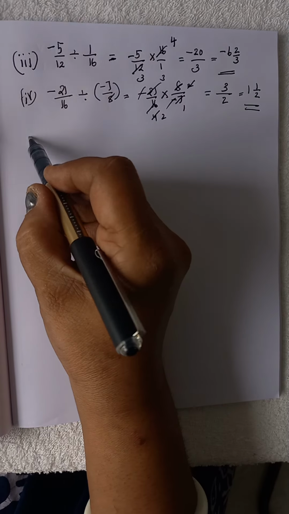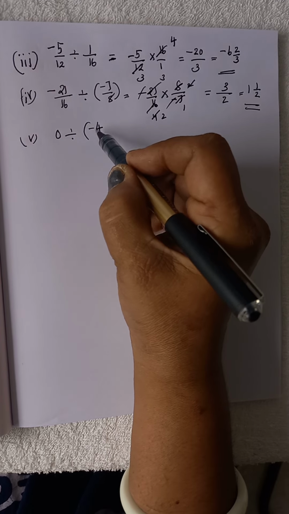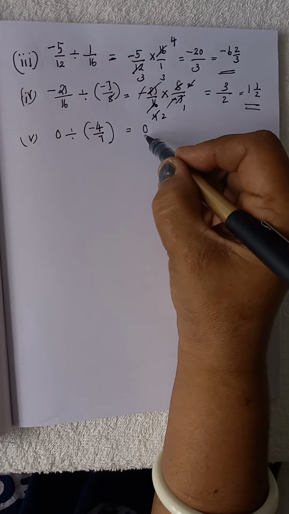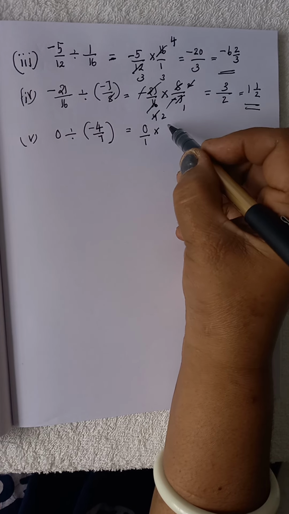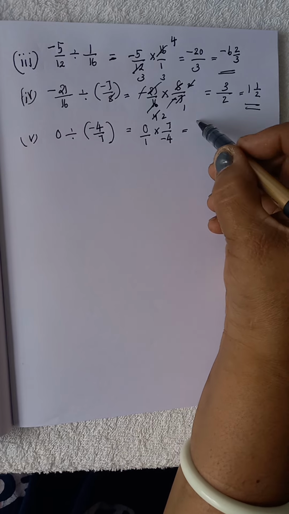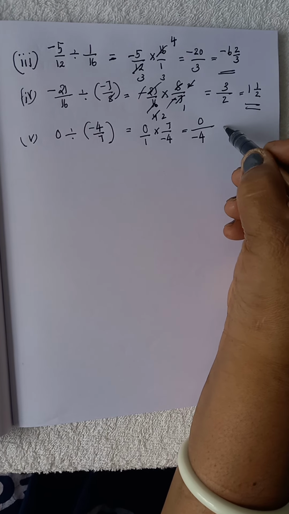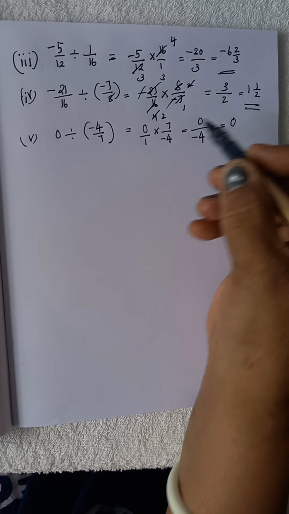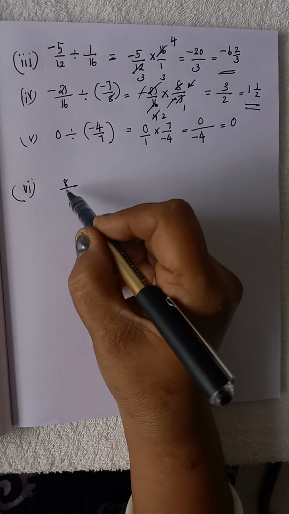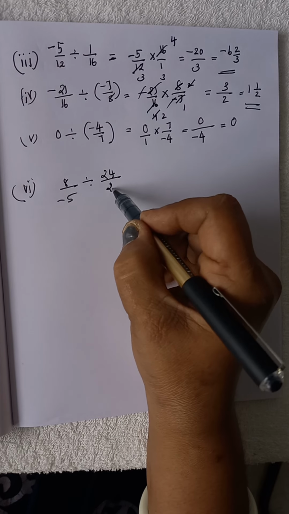Next, the fifth question is 0 divided by minus 4 by 7. Now that also is equal to 0, meaning 0 by 1, into 7 by minus 4. That is equal to 0 into 7 is 0, by 1 into minus 4, minus 4. 0 by x is 0. So this is 0.